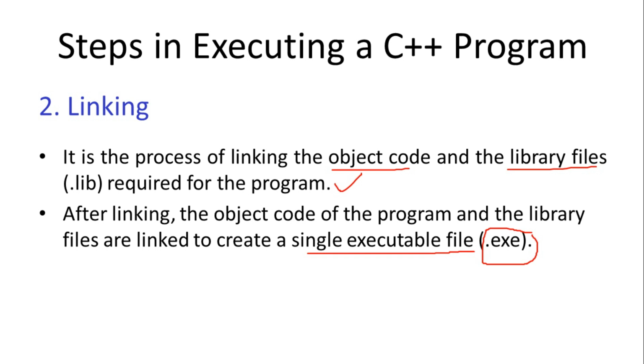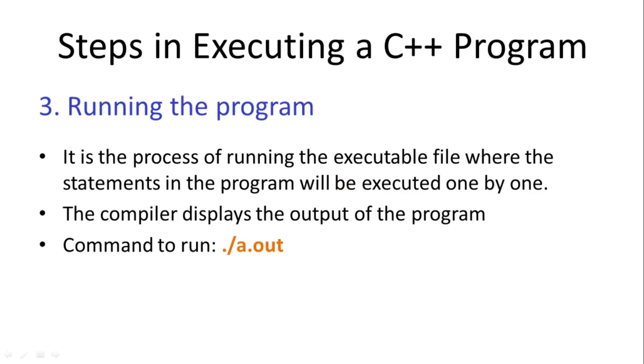The last step for getting the output is running the program. Running the program is the process of running the executable file, that is the .exe file, where the statements in the program will be executed one by one. Execution of every program will start from main, and here we have written a program that consists of only one instruction in the main function. So by default it will show the message hello world.